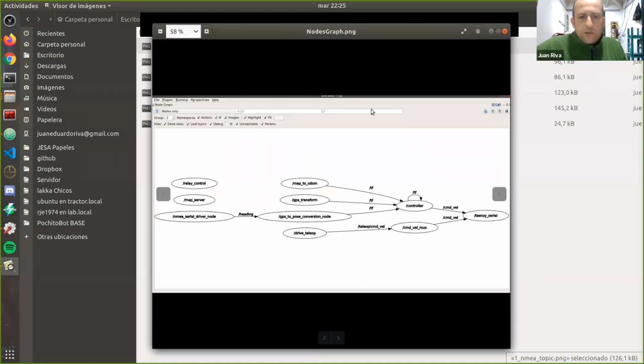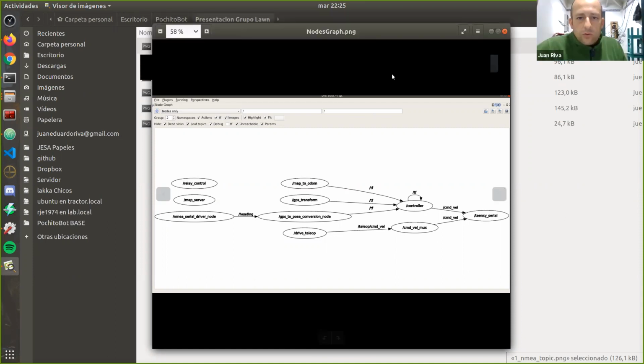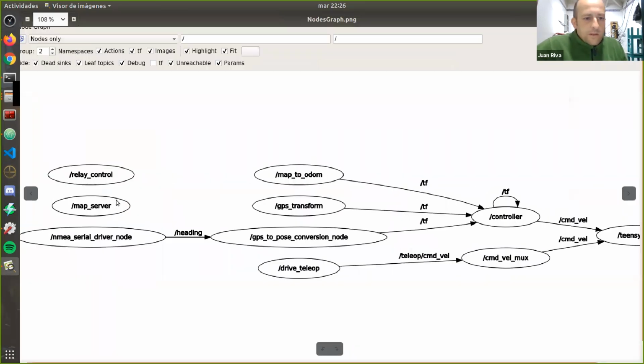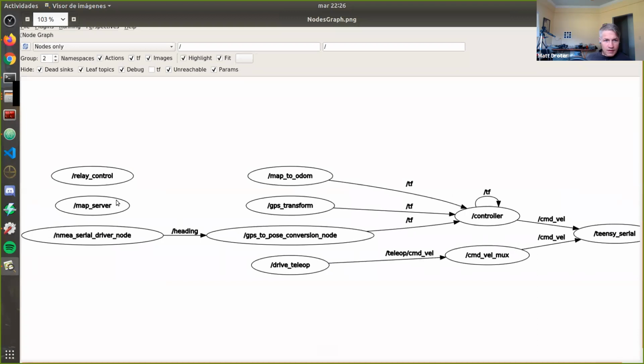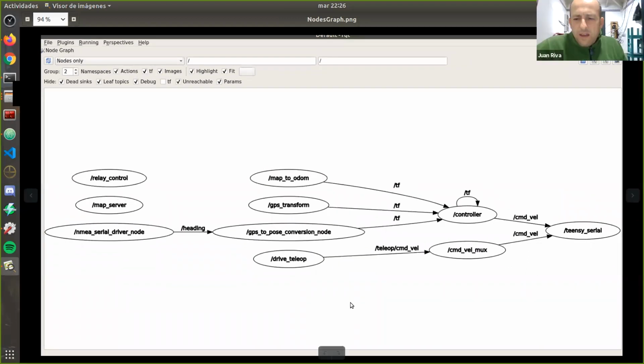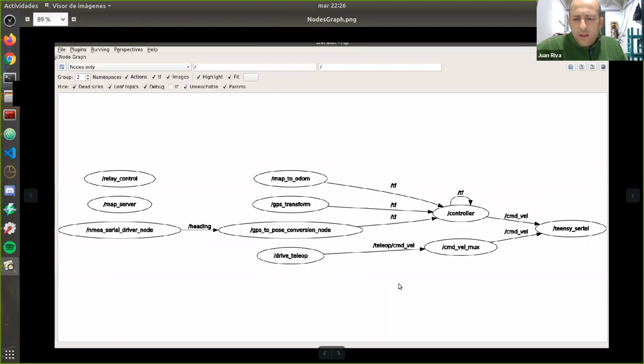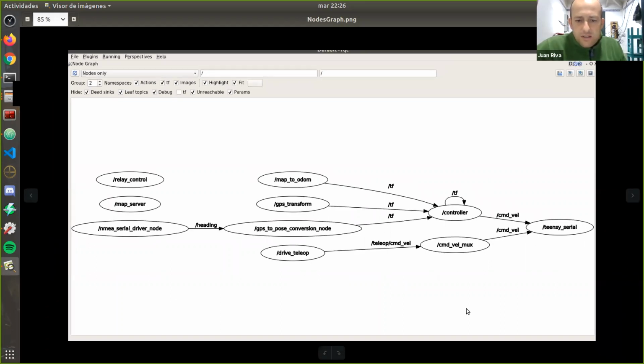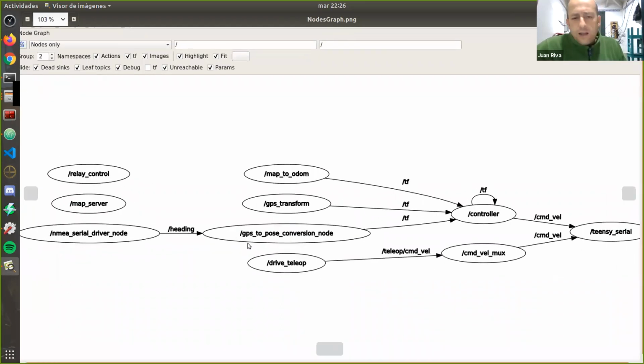Nice. Can you see it? Yeah, it's a little small, but yes, that's the graph. Yes, this is one of the last ones. I think it's from 8 days ago, maybe. That's perfect. That is correct.